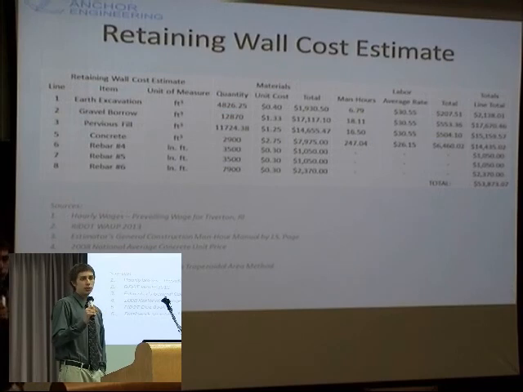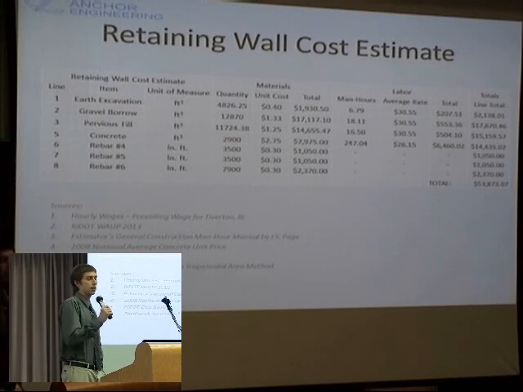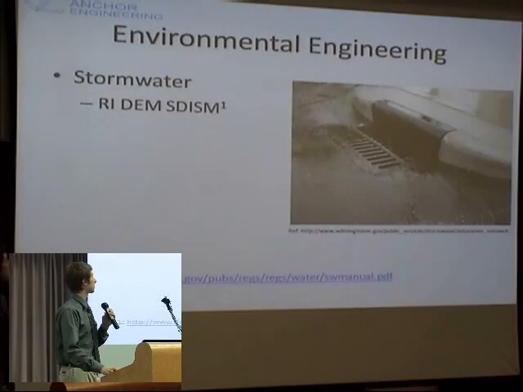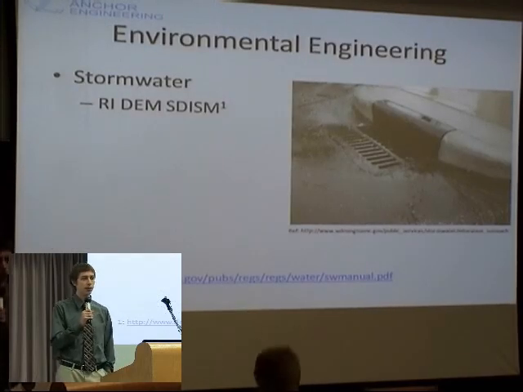In total, the cost of installing a retaining wall was around $54,000, and I actually also calculated the cost using just the retaining wall item in the weighted average unit price database, and the two numbers were within $200. So this appears to be a fairly typical cost for a retaining wall of this size. Next, I'll hand it off to Mason for the environmental engineering portion.